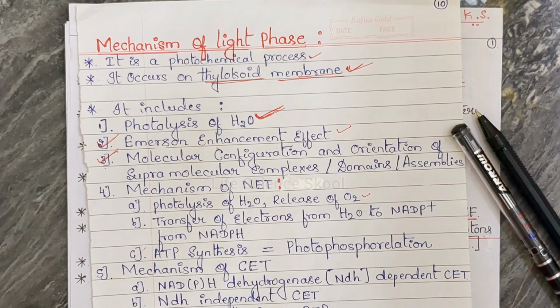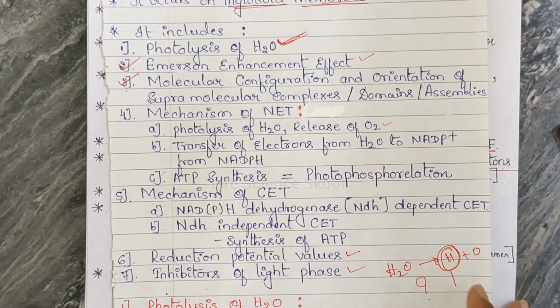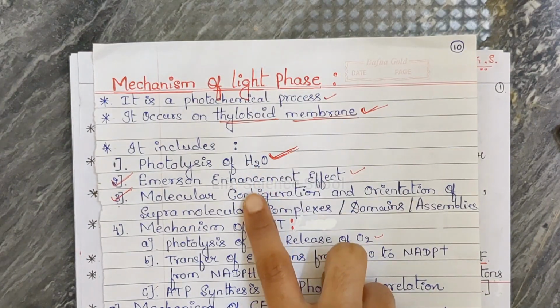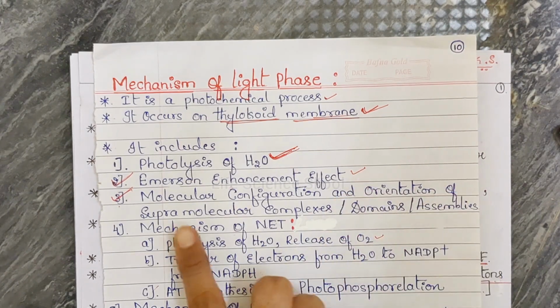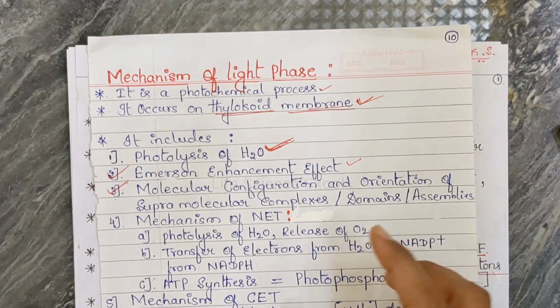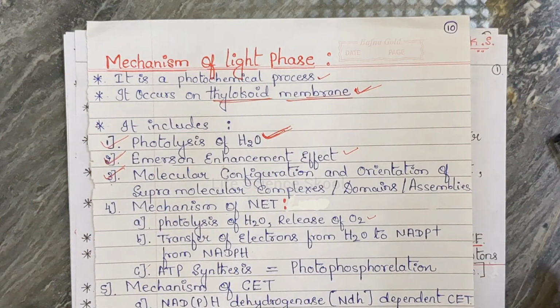This video is a continuation of photosynthesis. I was discussing the mechanism of the light phase in my previous videos. It has 7 steps, and in those I have completed the first one, photolysis of water, the second one, emerson enhancement effect, and the third one, molecular configuration and orientation of supramolecular complexes or domains or assemblies. All these concepts have been covered in my previous video.